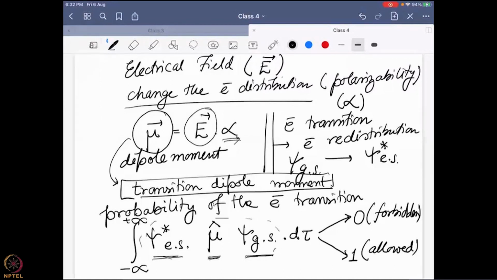The second one we can do just by using our chemical knowledge, whether it should be allowed or not. And most of the time, to be honest, what chemists do is they do the experiment first and find out whether it is giving a strong absorbance or not.